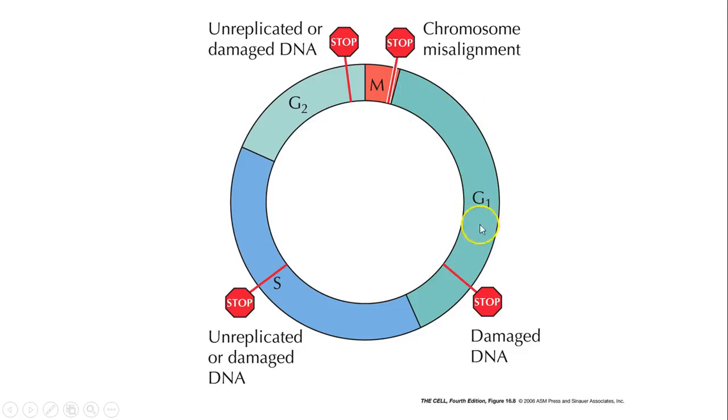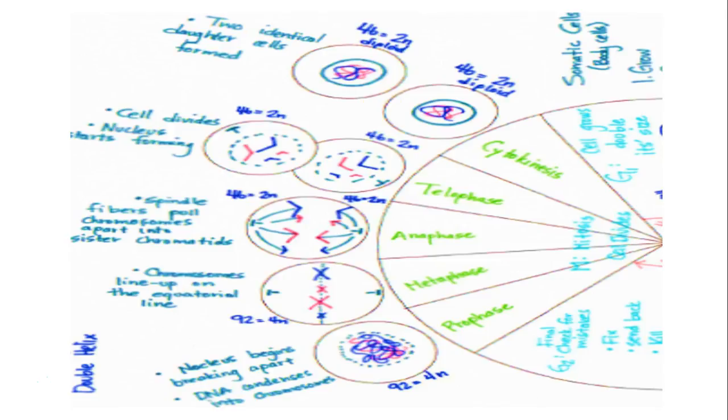All right. Just note that there's checkpoints at every phase, and if something goes wrong, either the cell fixes the mistake or it kills itself. Now the M phase. The M phase is known as the mitotic phase. You have prophase, metaphase, anaphase, telophase, and at the very end, cytokinesis.